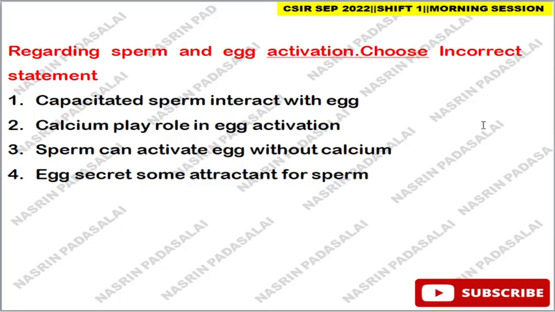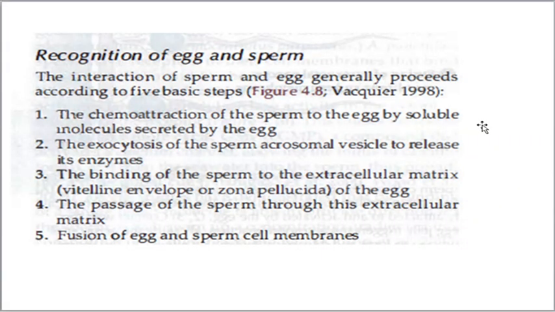Next, the egg secretes some attractant for sperm. That is absolutely correct. Here you can see first there is a chemoattraction of the sperm to the egg by soluble molecules which are secreted by the egg. So the egg will be secreting a soluble molecule and that will create a chemoattraction which will attract sperm. So these things you should know.